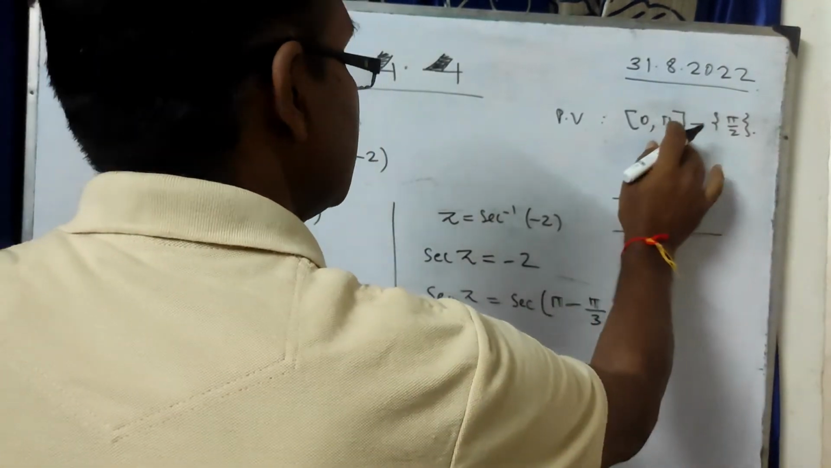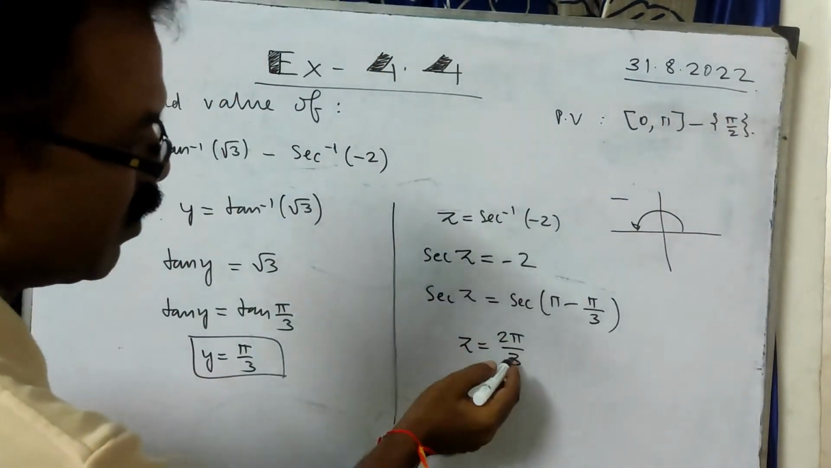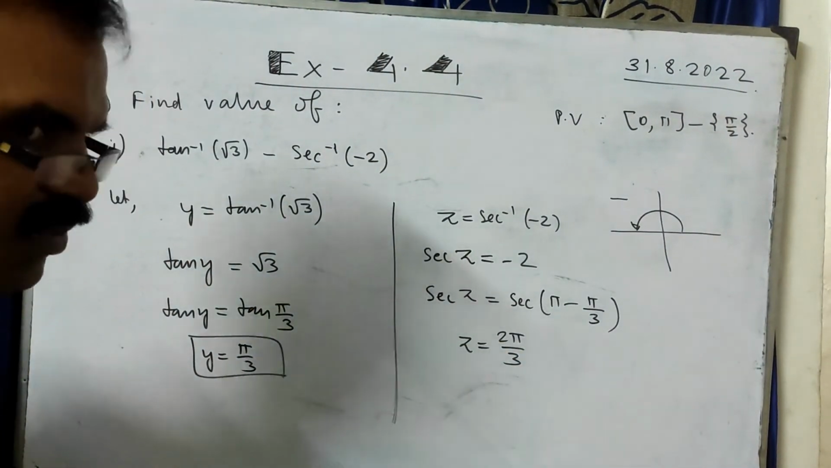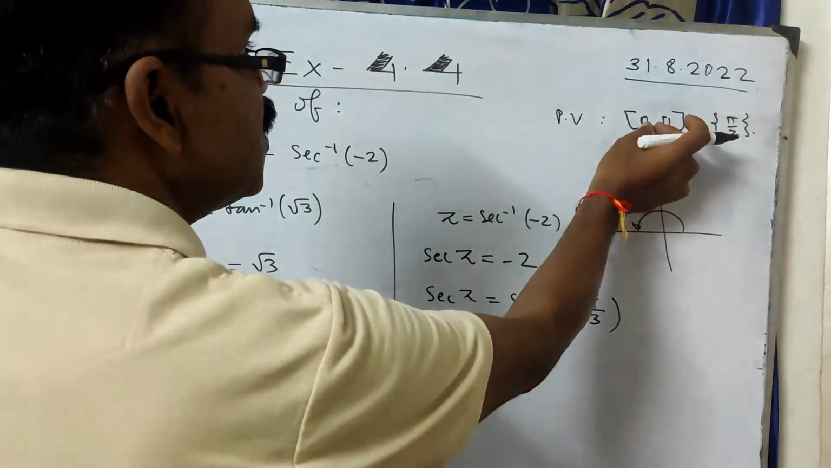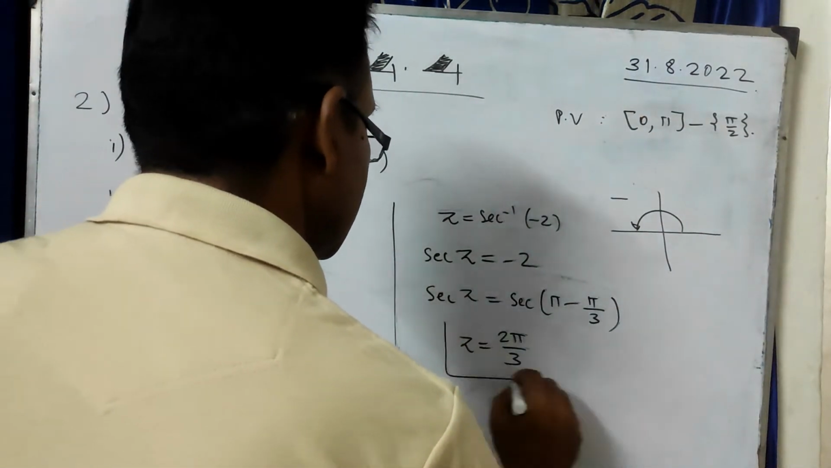So which belongs to this. Am I correct? It is lesser than pi, since 2 by 3 means lesser than 1. So it is within this interval only. So this is what we are getting.